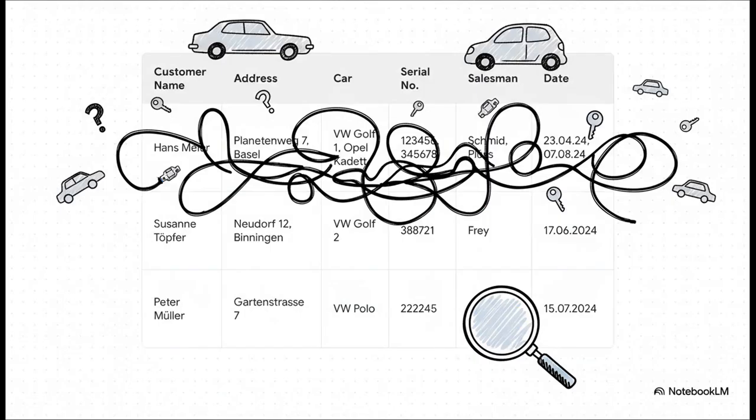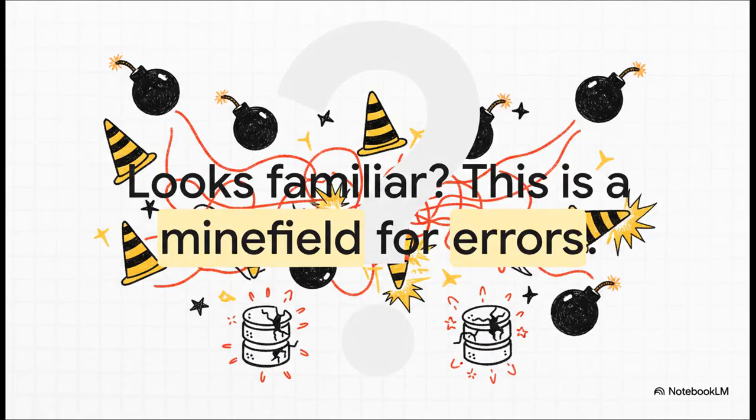Okay, so take a look at this. It's a spreadsheet from a car dealership. At first glance, you might think, seems okay, but look closer. Look at our customer, Hans Meyer. He's bought two cars, right? So we have two car makes, two serial numbers, two salespeople, and two different dates, all crammed into the same cells. It is a complete mess. Does this look a little familiar?